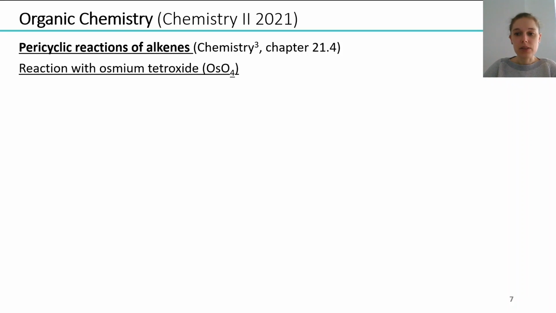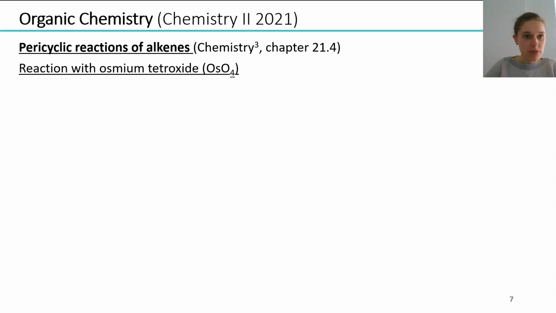And if we use osmium tetroxide to convert an alkene into a 1,2-diol, it is a so-called dihydroxylation reaction. And what is now the trick in this reaction? It is very similar to the formation of the anti-Markovnikov product. So we add two oxygen atoms at the same time so that they can come from the same side. And in this way, we can achieve a so-called syn addition.